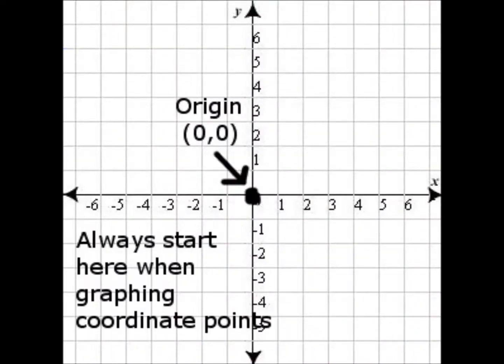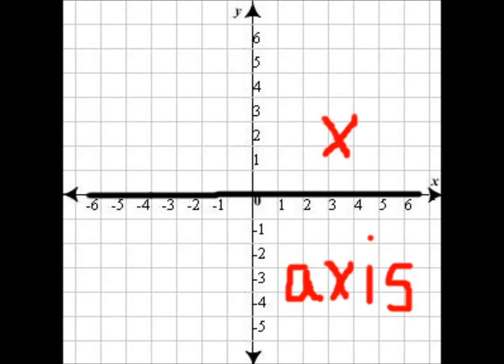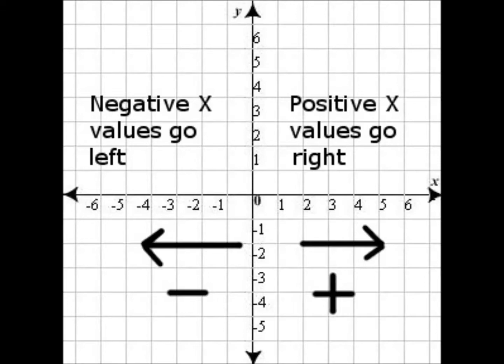The origin is the ordered pair located at 0, 0. This is the starting point you should look at when graphing ordered pairs. The x-axis is the horizontal line on the coordinate plane. The negative x values go to the left of the origin, and the positive x values go to the right of the origin.